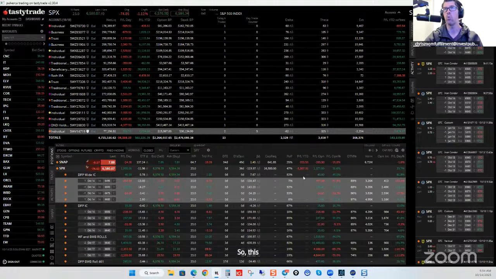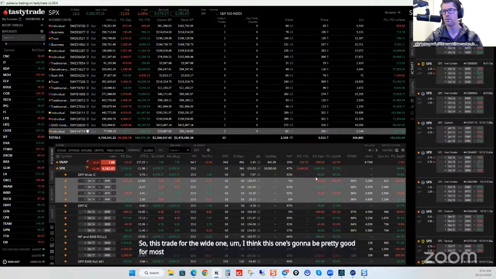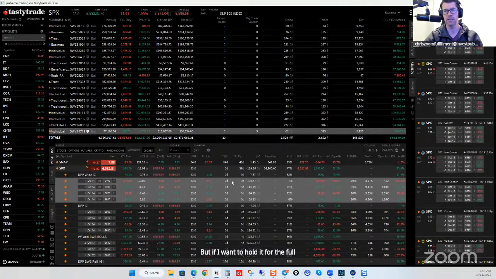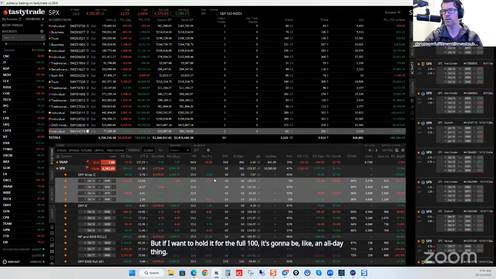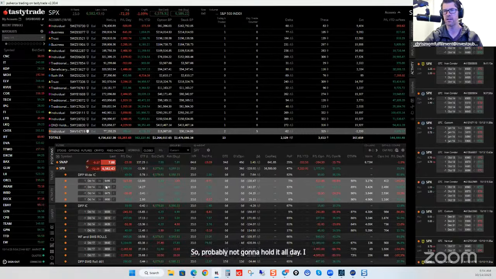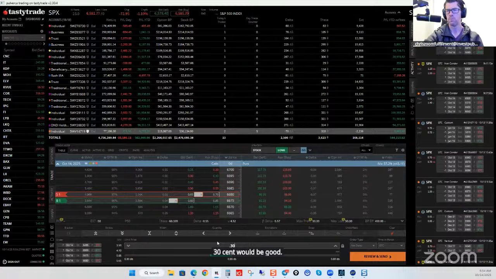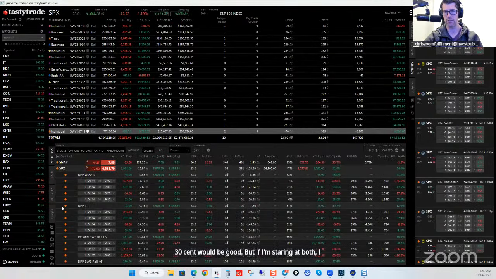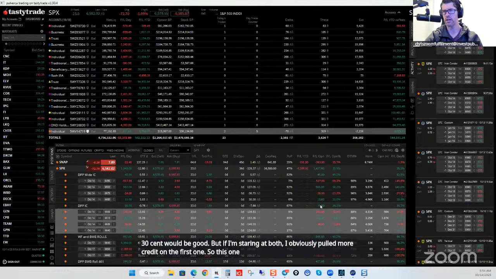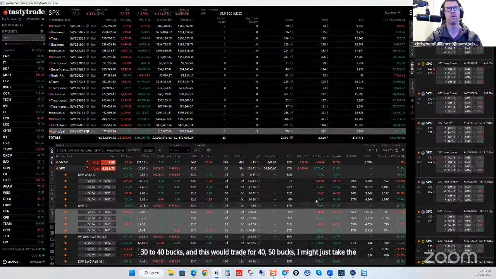This trade for the wide one, I think this one's going to be pretty good for most profit. But if I want to hold it for the full 100, it's going to be an all-day thing, so probably not going to hold it all day. I'll set this one at maybe a 30 cent. 30 cent would be good. Staring at both, I obviously pulled more credit on the first one. This one is trading for like 30 to 40 bucks, and this was trading for 40, 50 bucks. I might just take the two winners and move on.